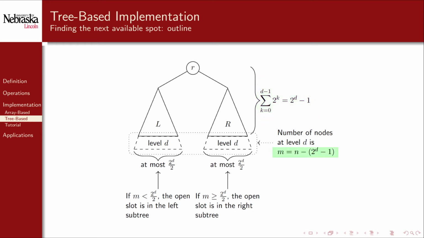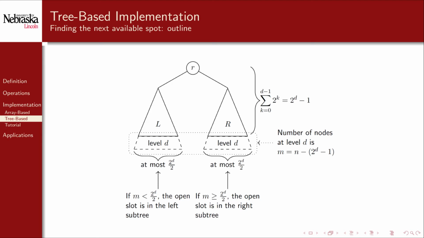This in turn tells us how many nodes are present at the last, deepest level, level d. If the last level were full, there would be 2 to the d nodes. Since it's a binary tree, they would be evenly split between the left and right, so that each part would have at most 2 to the d divided by 2 nodes. Since we know how many nodes there actually are, we can make a simple comparison to determine if the left subtree is full at level d or not.